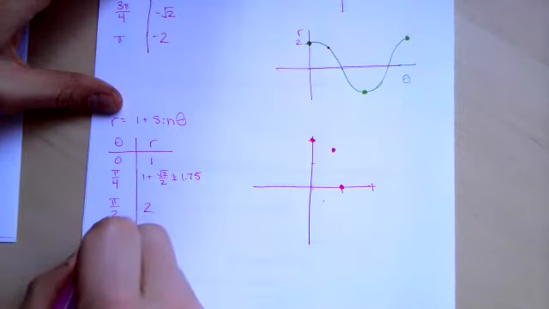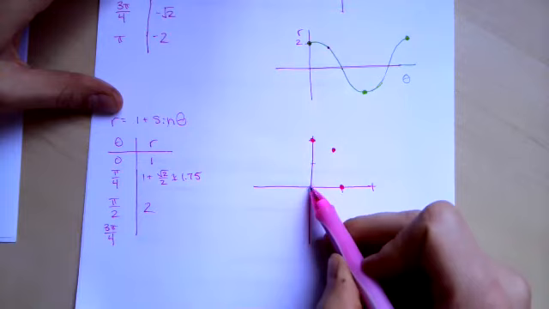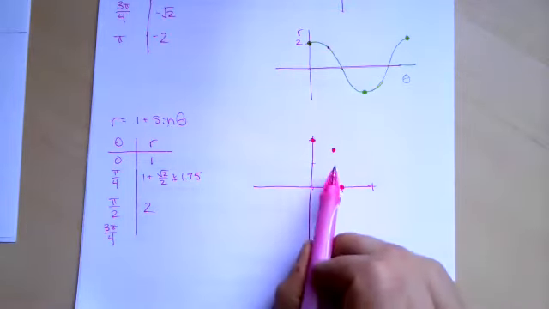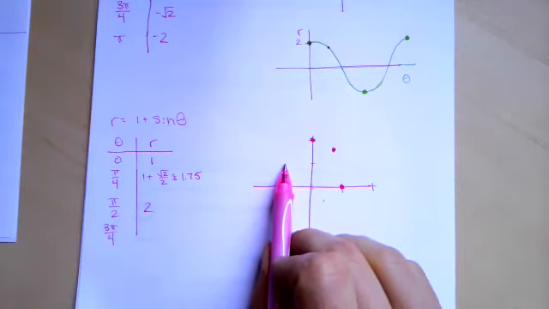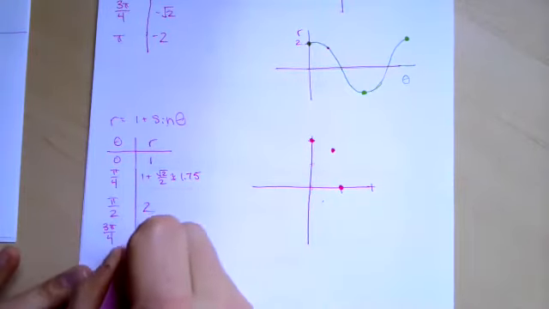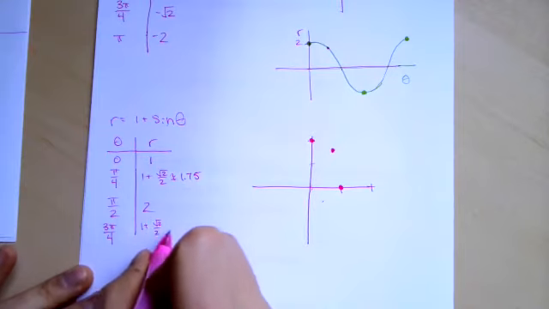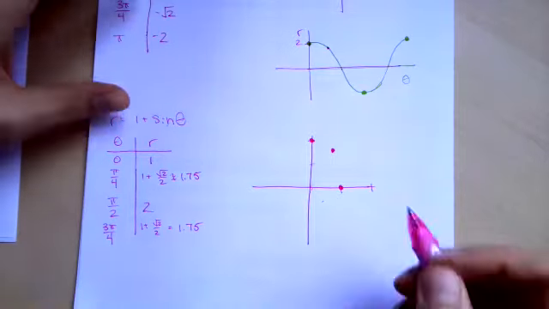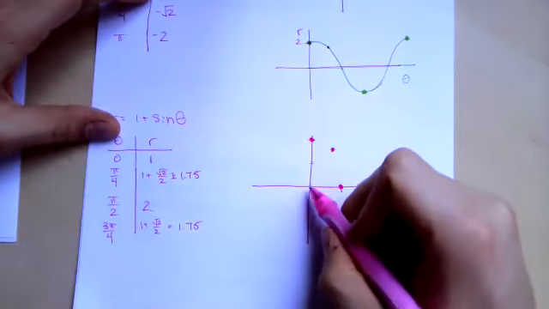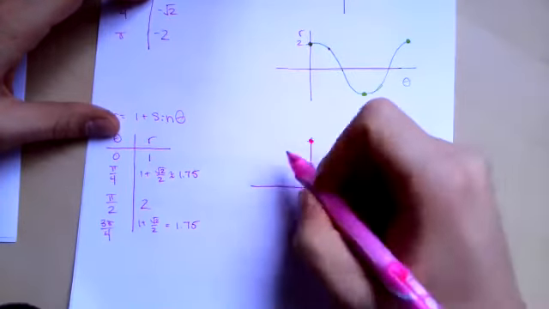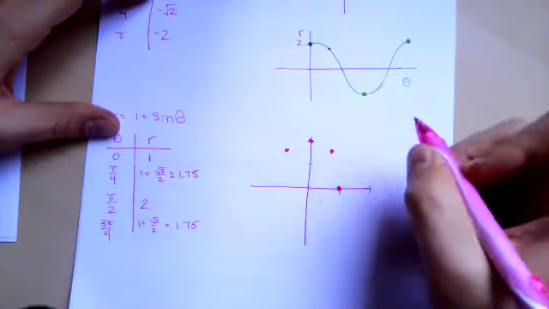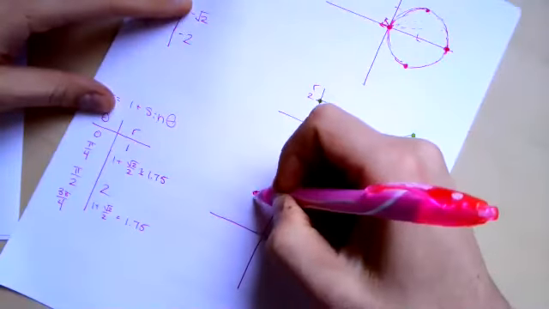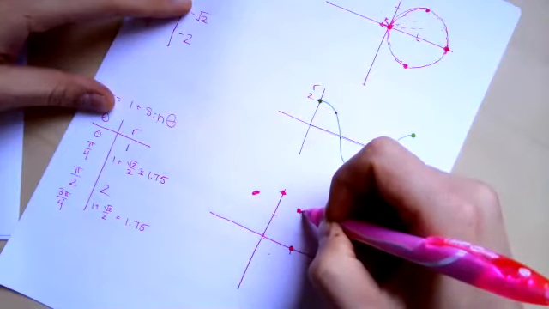Let's keep going. 3 pi over 4. The angle is out this way now. Sine is positive in the second quadrant, so sine of 3 pi over 4 will still be a positive square root of 2 over 2. So we'll get another 1.75 at 45 degrees, so something like there. I think my angle's a little off. It's not quite 45 degrees with either of those.